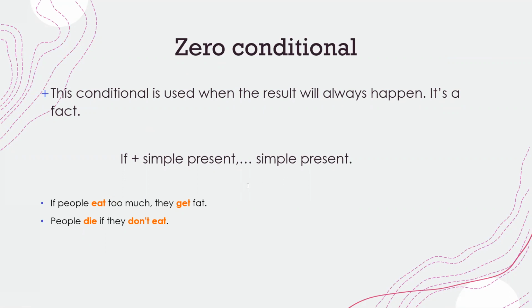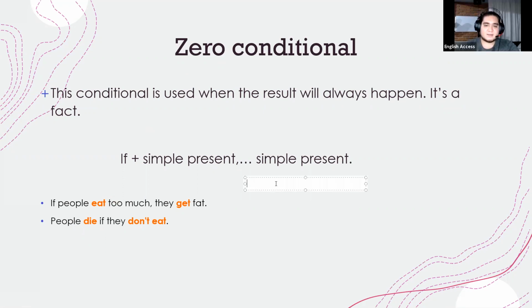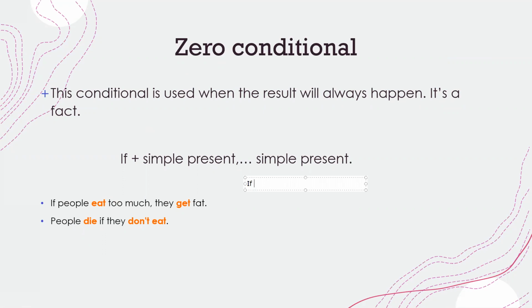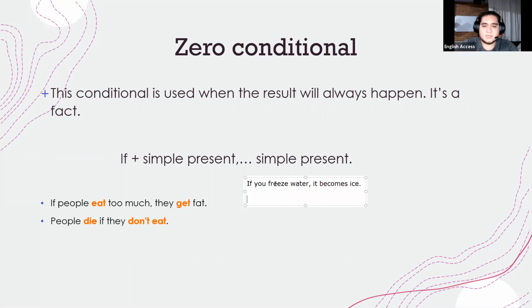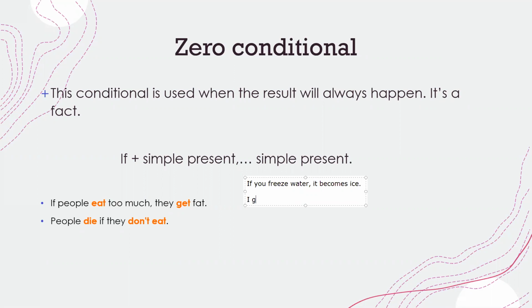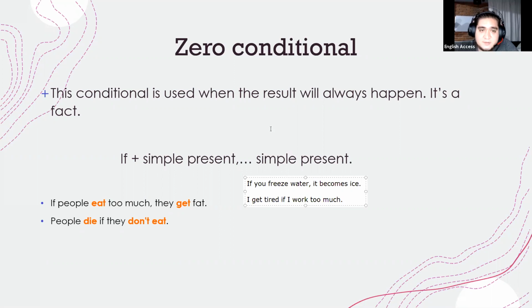I have one. Okay, bring it. If you freeze water, it turns into ice, and I get tired if I work too much. It becomes ice. And what was the second one? I get tired if I work too much. Perfect. And as you can see, we have two perfect examples of the zero conditional.